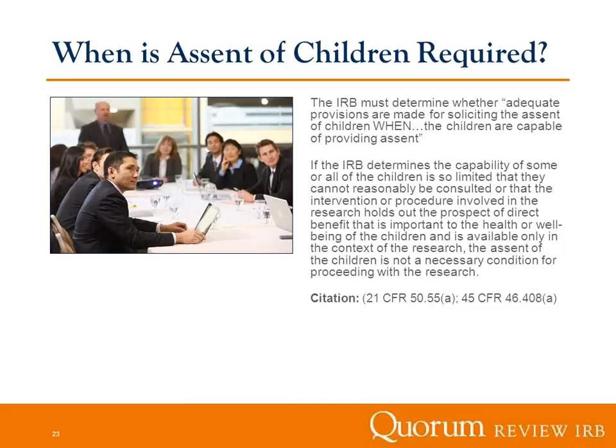Now, assent under federal regulations is something that's required, as a default, when children are capable of providing assent. There are certain circumstances in which the IRB can determine that it's not required, and that's when the capability of the children is so limited they couldn't be consulted, or in the case that the intervention or procedure that's involved does hold out the prospect of benefit, and it's important to the health or well-being of the child and available only in the context of the research. And in those two scenarios, then assent is not necessary.